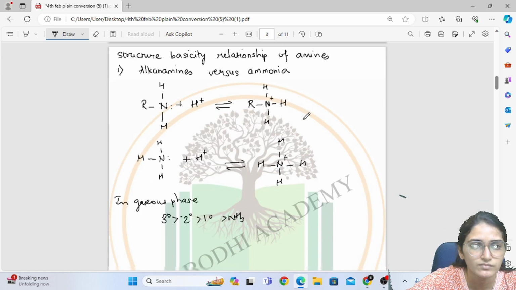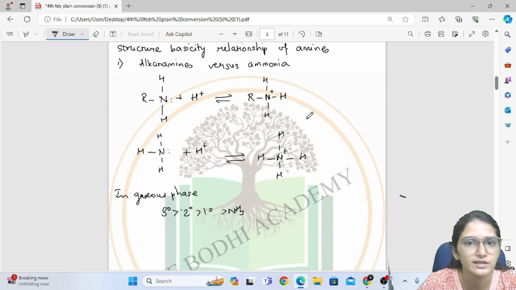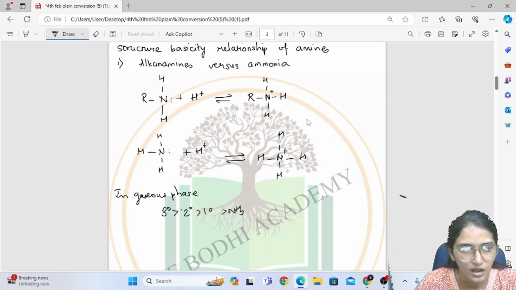Then the structure-basicity relationship of amines. First we will see alkanamines versus ammonia. Alkanamines, now this is a primary amine. When we add a proton to it, what happens? See here, we have RNH2, that is a primary amine.